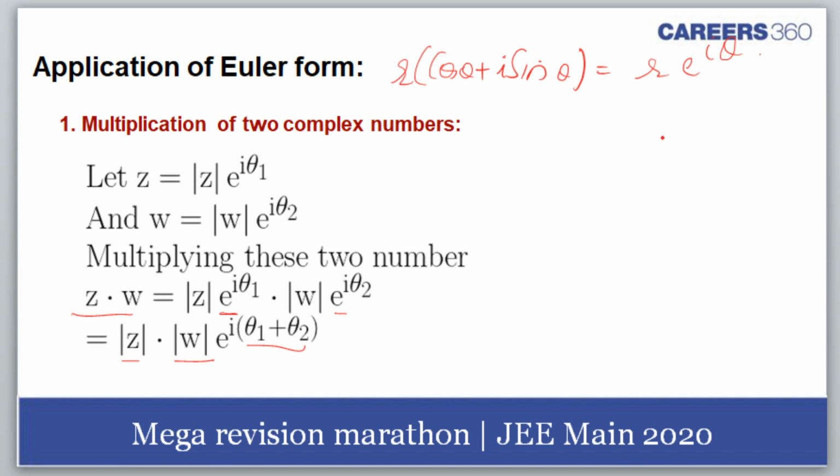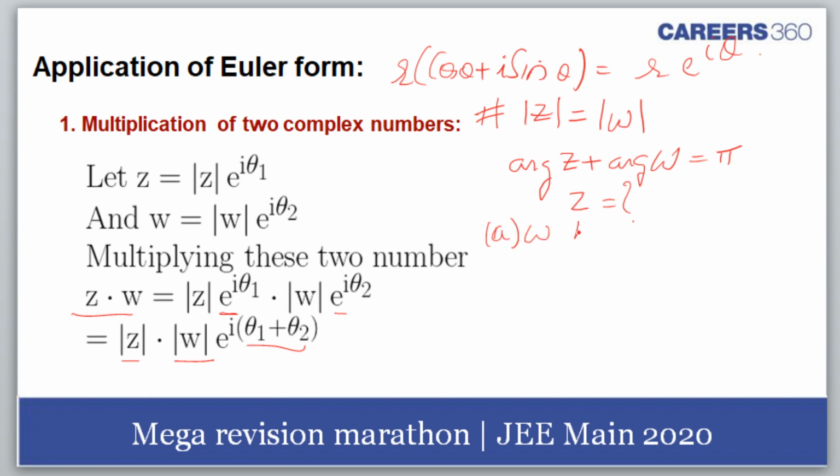Now let's do one question here. Let's say mod z is equal to mod w, and argument of z plus argument of w is equal to pi. Then can you tell me z is equal to what in terms of w? The choices are A, w; B, minus w; C, w conjugate; and D, minus w conjugate.